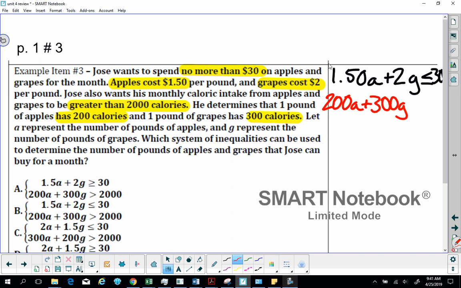Then the total is going to be 2,000. Do I want to have less than or greater than 2,000? Greater than 2,000. He wants the total to be greater than 2,000. Which way is greater than? Show me with your hand. Is it this way or this way? Good. This should be greater than 2,000.